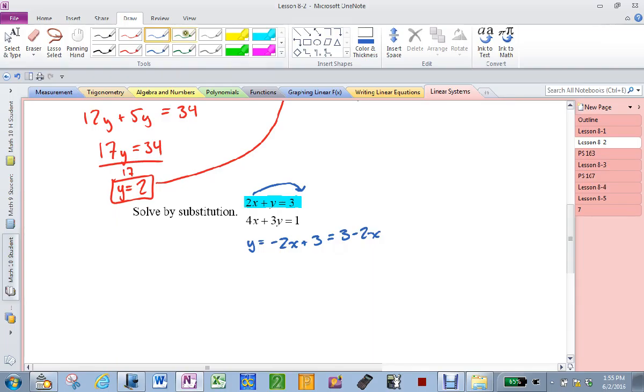Of course not. So, we have a y equals this. Well, what's that letter? So what do we put there? That. So I have 4x plus 3, not y, 3 minus 2x. And what does that equal? 1. And then we solve.